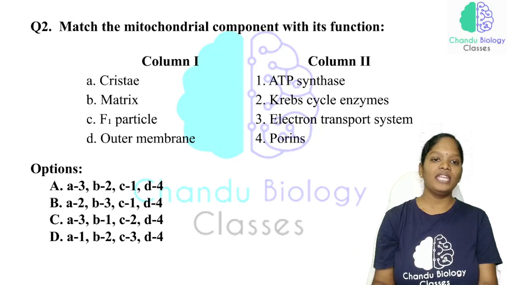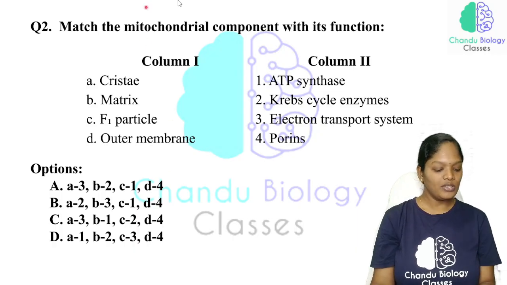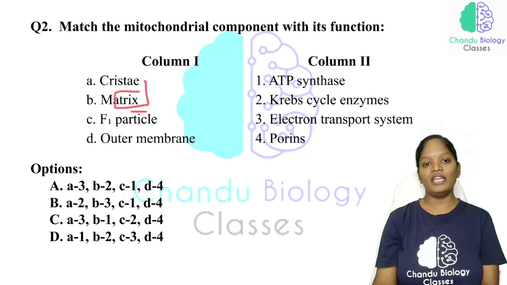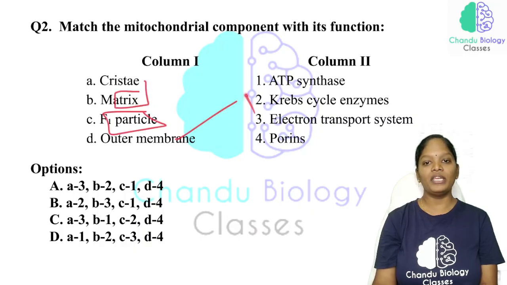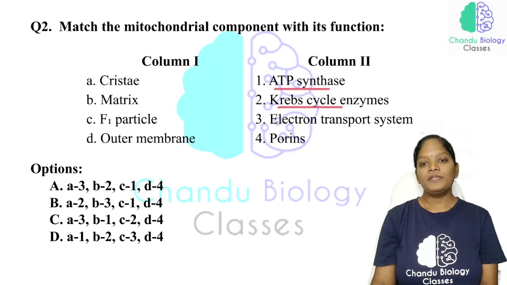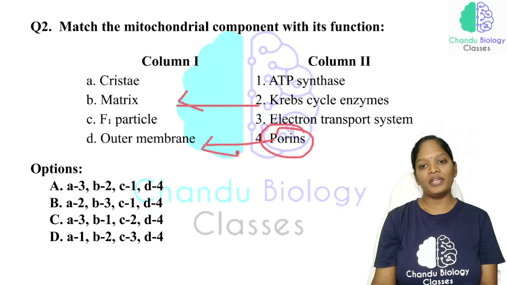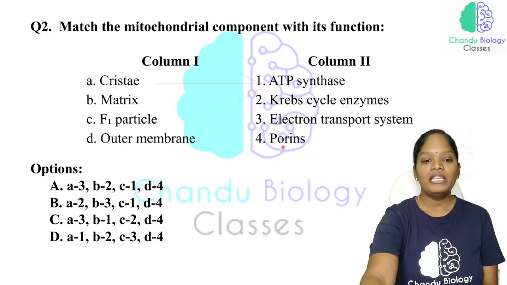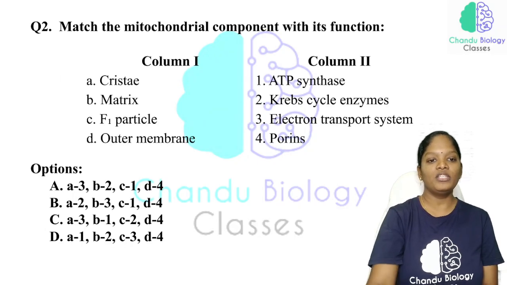Now, the second question is the match the following question. Cristae can be matched with matrix, F1 particle and outer membrane. See, where will ATP synthase be present? ATP synthase, Krebs cycle enzymes. Krebs cycle enzymes will be present in the matrix region. Porins will be present in the outer membrane. F1 particle will be the electron transport system, and cristae will be the ATP synthase. So the correct answer will be option A.